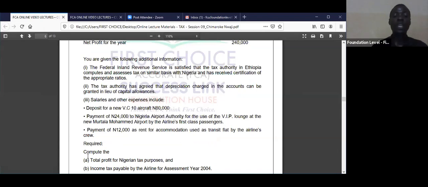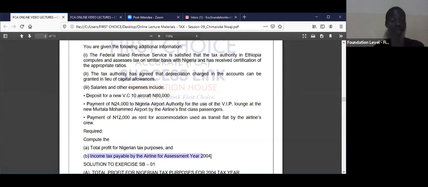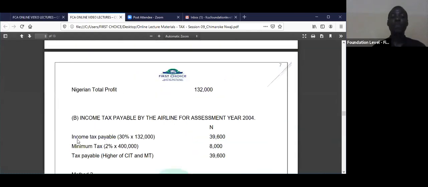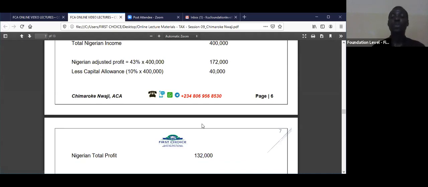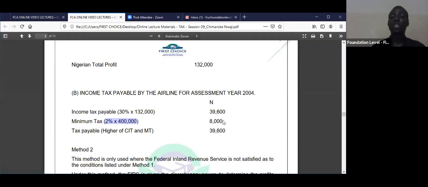The next question says here: compute the income tax payable by the airline for assessment year 2004. So what is the income tax? This is the simplest of it. You will come again and say income tax payable will be 30% of your Nigerian total profit, which is 39,000. You're not going to compare with your minimum tax. Minimum tax is supposed to be 2% of your Nigerian income, not adjusted profit. 2% of this. So this is the minimum. So you check the higher of the two is what you are going to choose as your tax payable.